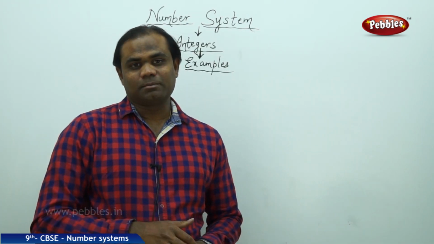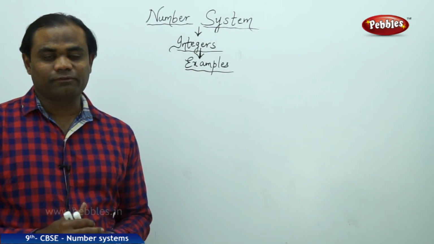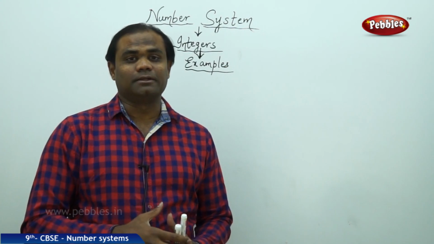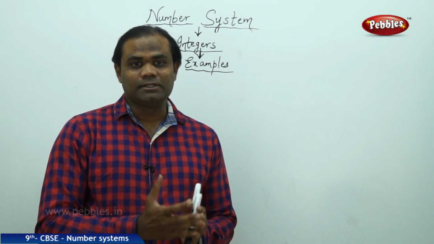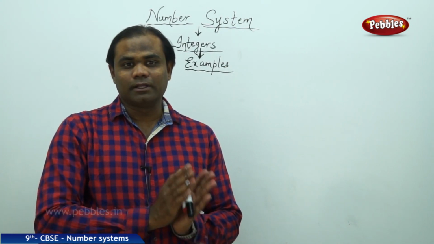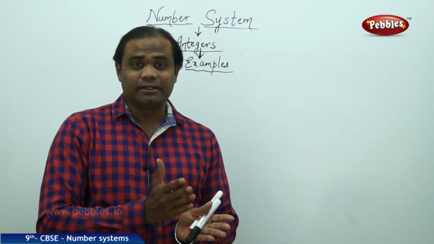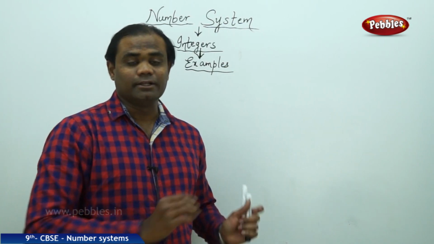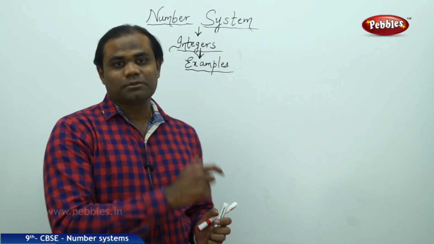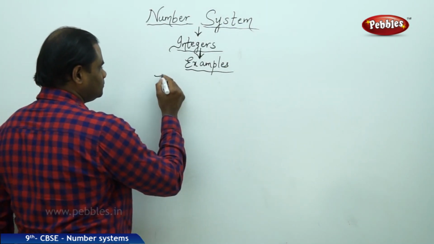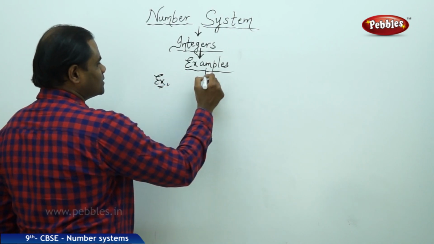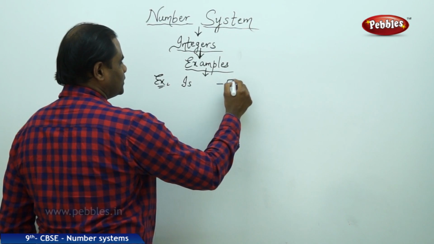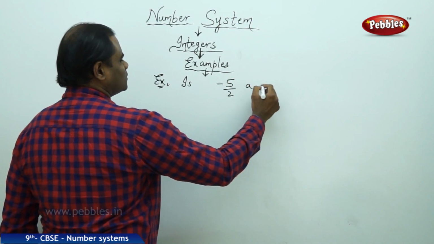Let's see some example problems to understand the set of integers, set of natural numbers and set of whole numbers combined, and understand the identification of a number in each of its classifications, either as a whole number, a natural number, or an integer. To start with an example, my question here is: is minus 5 by 2 an integer?